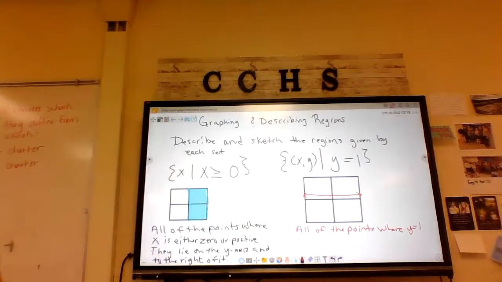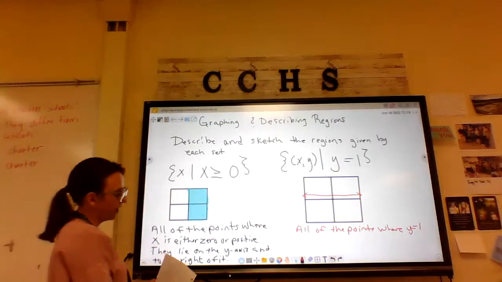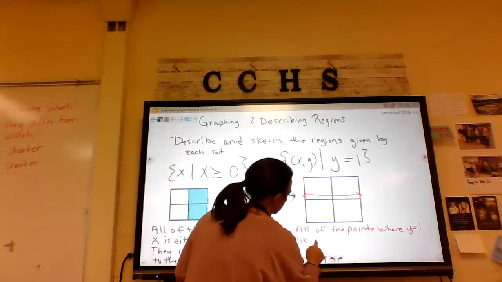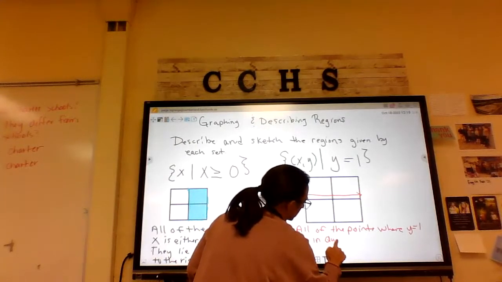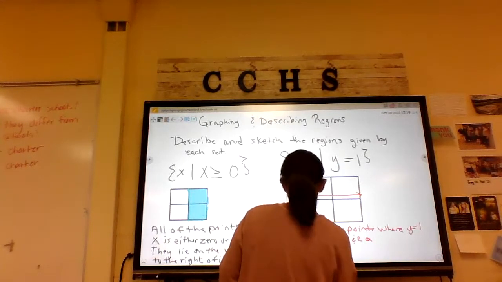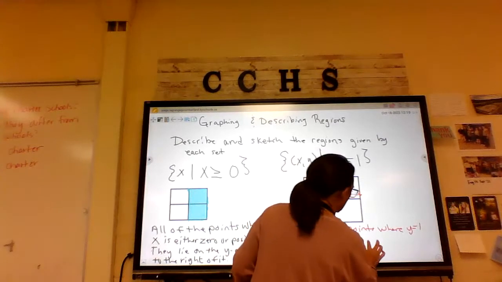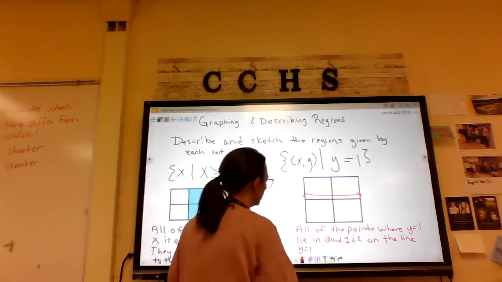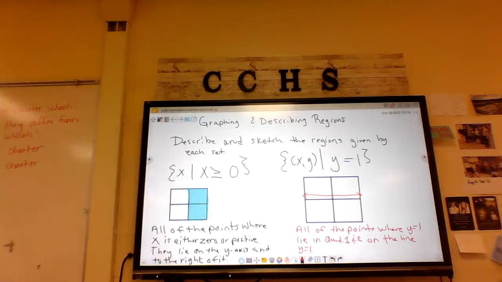Where do they lie? All of the points where y equals 1 are, where do they live? In the first and second quadrant. Yeah, they're in the first and second quadrants. So we can say that all of the points are on the line y equals 1. And nowhere else, right? Or they're 1 unit above the x-axis. Okay?